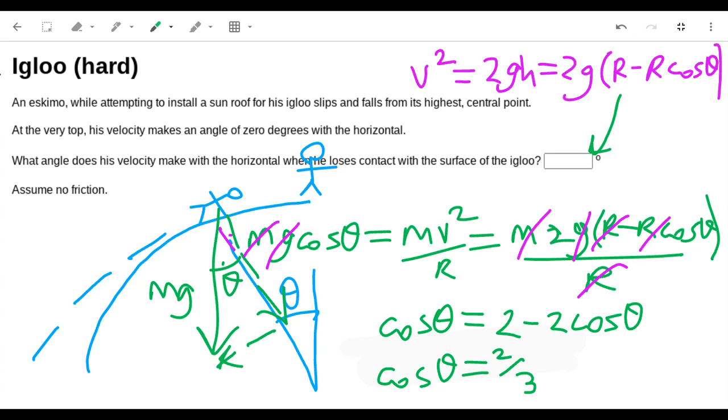So if I just try and get that value, I suppose it's worthwhile. So that's 48.2 degrees.